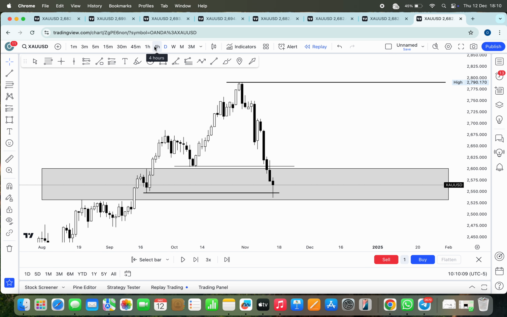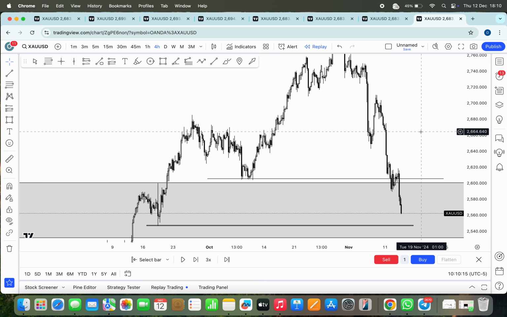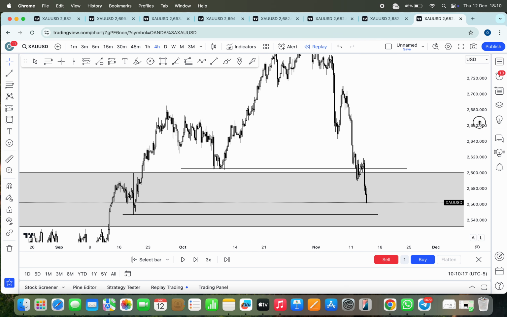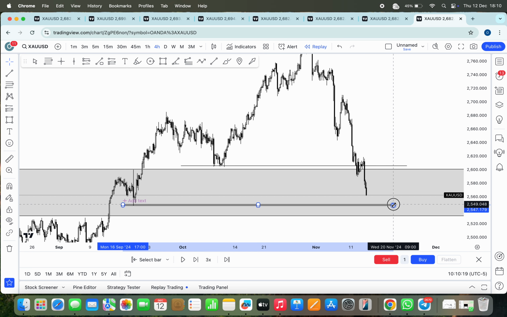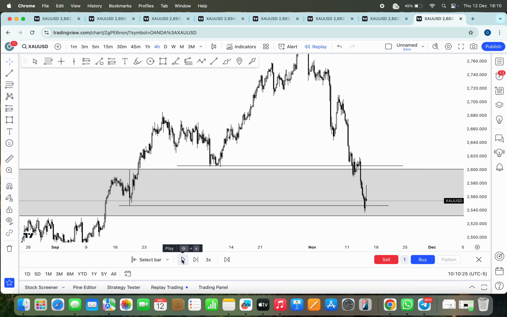So what we are going to do is scale to the 4 hours. What are we waiting for the market to do? We are waiting for the market to take out this low. As the market takes out the low, the last candlestick to take out the low, that's our order block. Okay, right over there.